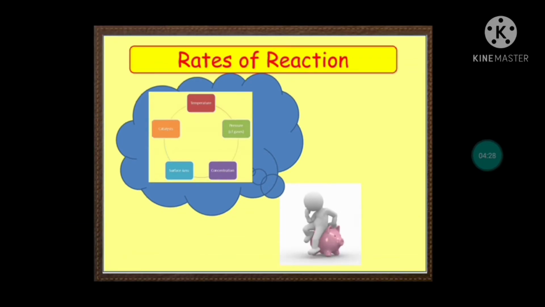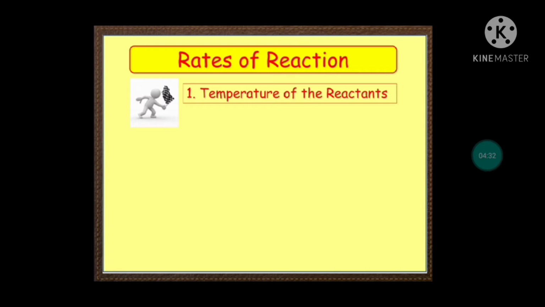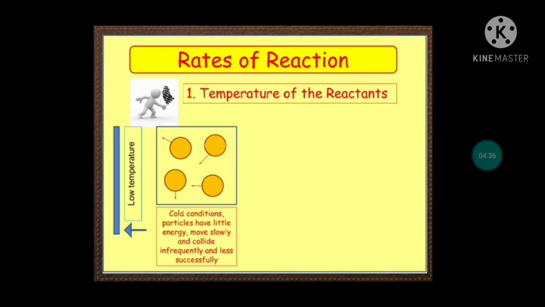Now let us discuss one by one the factors that affect the rate of reaction. The first one is the temperature of the reactants. This is the low temperature. The particles are at low temperature. In this case, particles have little energy, they are moving slowly, and they are colliding infrequently and less successfully.